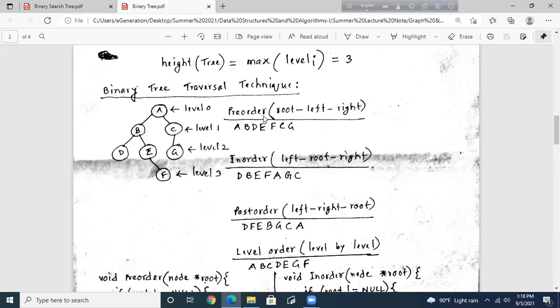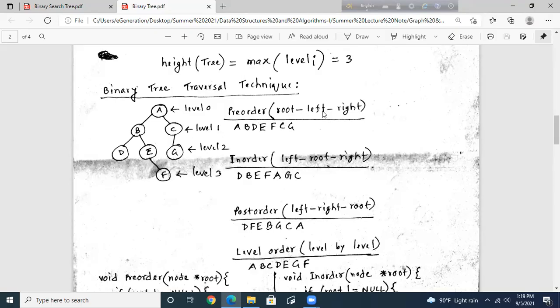Now I will go for the pre-order. In pre-order, at first root, then left, then right. The root is A. Since at first I have to traverse the root, I have written root A.